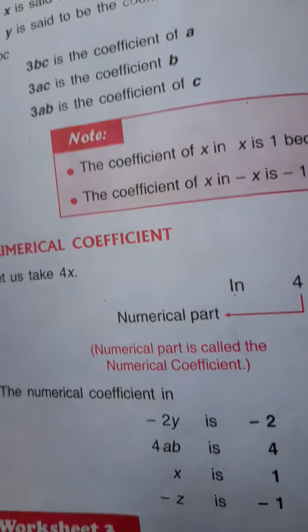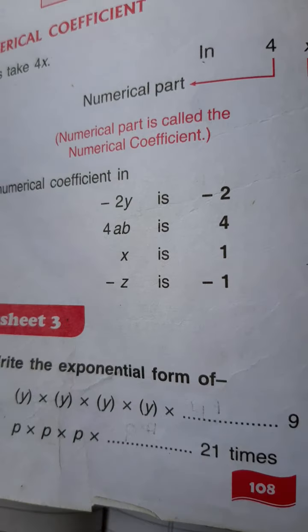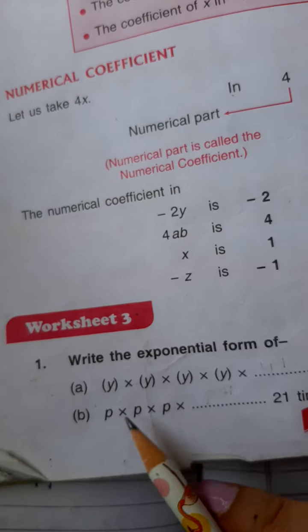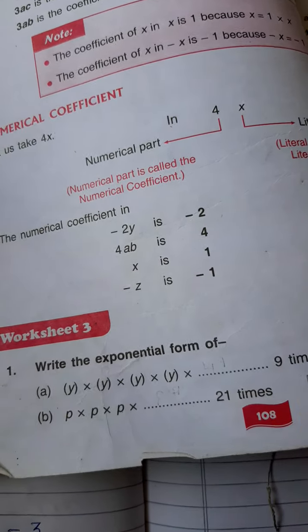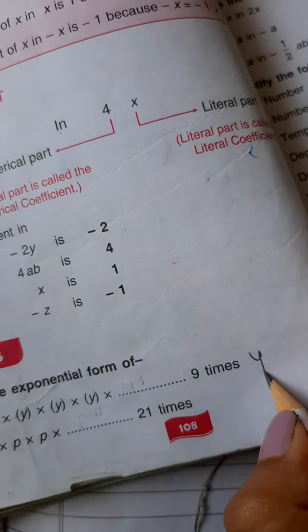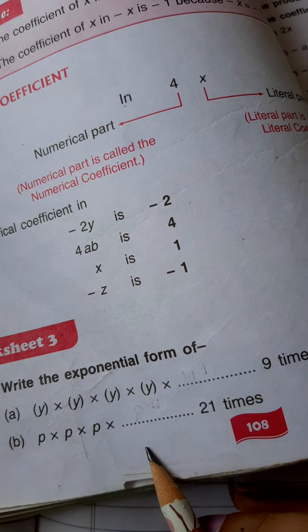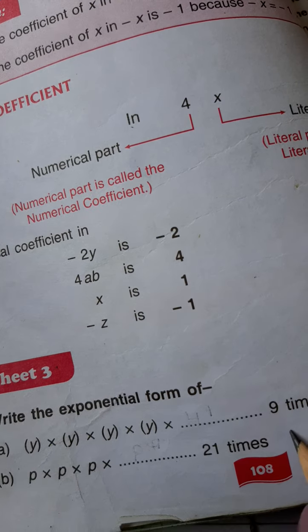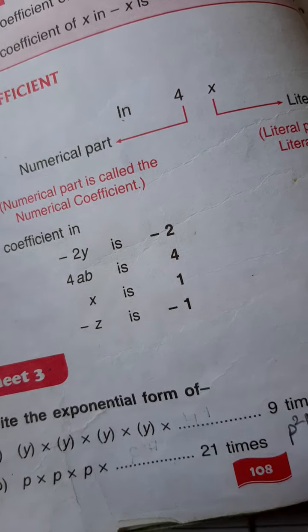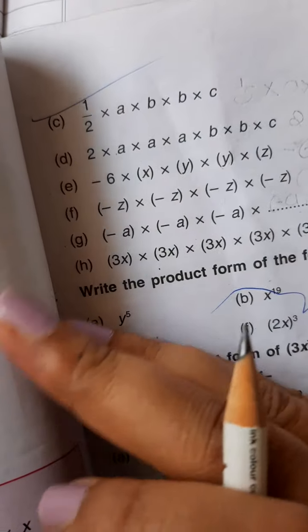Now coming on to the book exercise questions, we do have 2 questions based on this knowledge. The first is: write the exponential form. Here y is given 9 times, that means we will write y raised to the power 9, right? And here p multiplied by p multiplied by p, 21 times, so p raised to the power 21 is the answer. You can do this in books only or in your fair notebooks also.